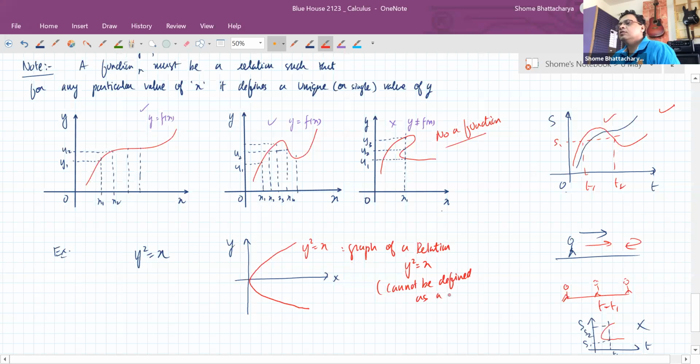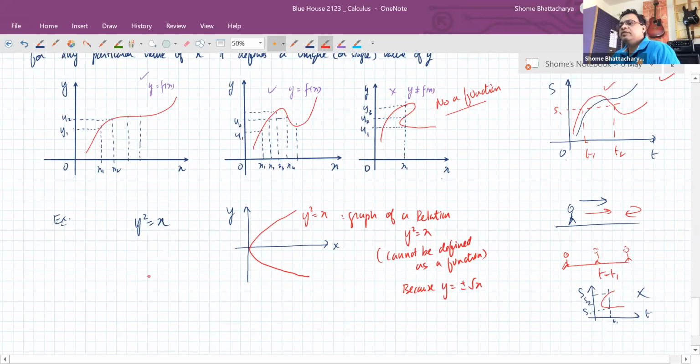Sir, can we say that x is the function of y? Yeah, that's a very good point. But then according to convention, we'll have to write it this way. If we invert this and say that x is equal to y square, then yes, this is a function. And remember the convention: the dependent variable is on the left hand side. So now we will say that x is a function of y. So this is okay, and the graph will look like this.